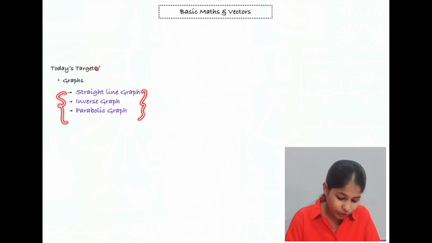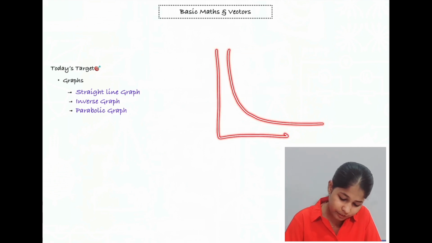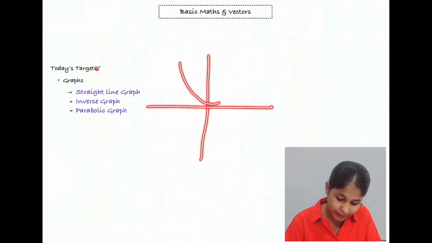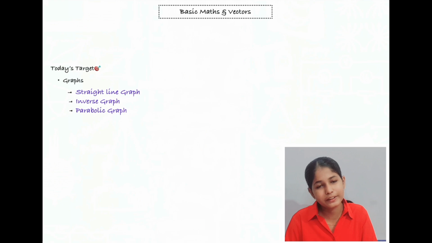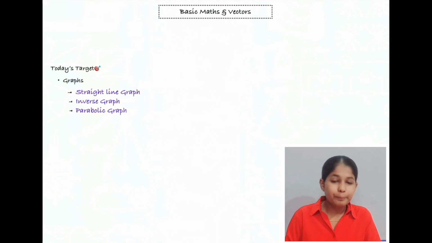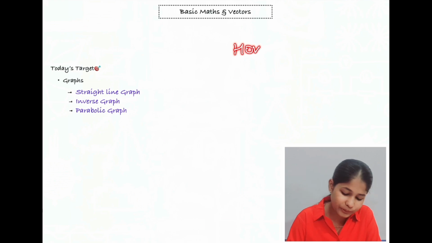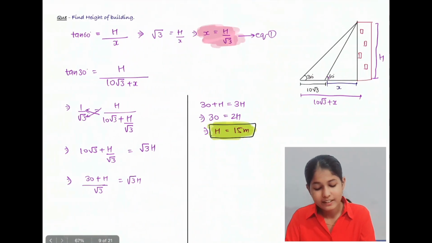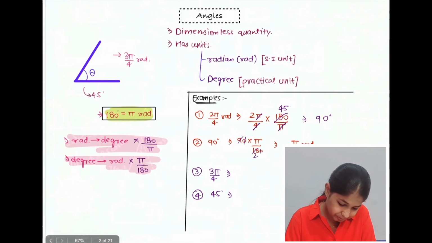Graphs consist of three main graphs: the straight line graph like this, then the inverse graph, then the parabolic graph. It can be like this, or sometimes it can also be like something else. Before starting our new topic, as I have told you, I gave some homework in my previous video. So let's answer those questions, and you can also check your answers.